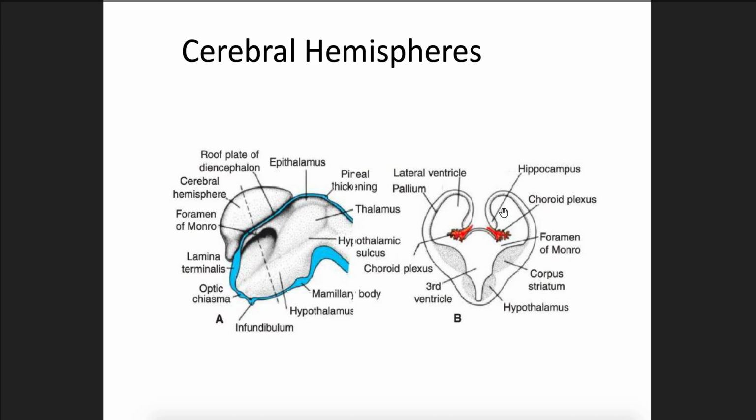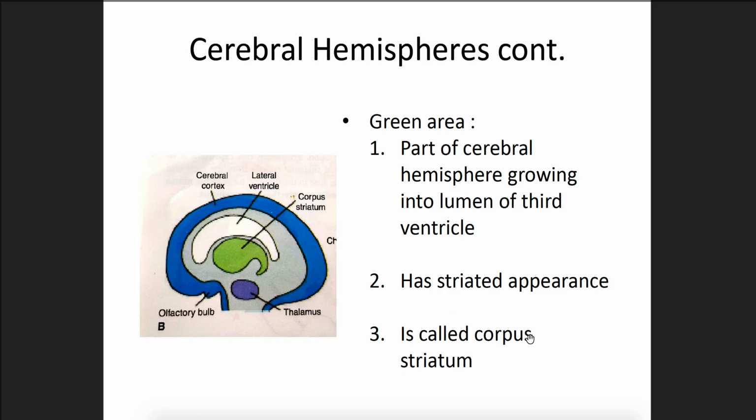This is the third ventricle. This is the roof of the third ventricle, which has choroid plexus. So it's this area here. And growing into the cavity of the third ventricle is developing gray matter of the cerebral hemisphere, which is called corpus striatum. And the corpus striatum is called striatum because it has a striated appearance. We've already done this.